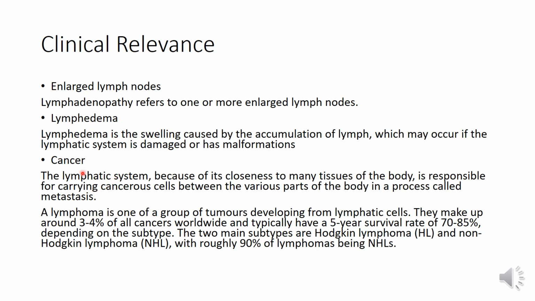The cancer of the lymphatic system is called lymphoma. It is tumors arising from the lymphatic cells. Enlarged lymph nodes are called lymphadenopathy. Swelling caused by lymph accumulation is called lymphedema, and the cancer or tumors of the lymph node is called lymphoma. And the lymphatic system has a great role in metastasis.